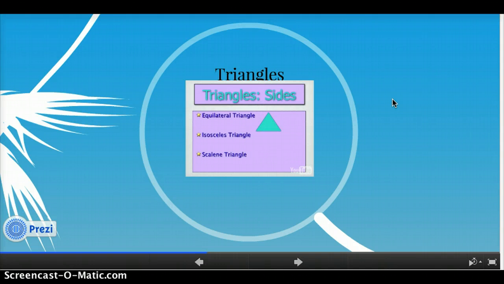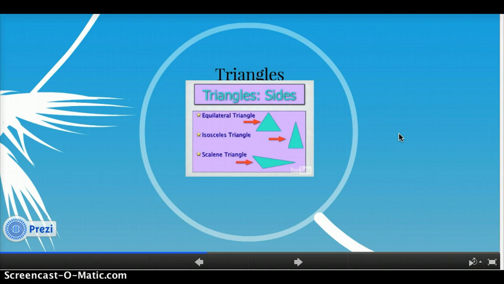So equilateral, all the sides are the same length. Each of these would be the exact same length as each other. Then you have an isosceles triangle, so two sides are the same. These sides are the same, and then this one would be different. And then you have a scalene, where none of the sides are the same. They're all different sizes.